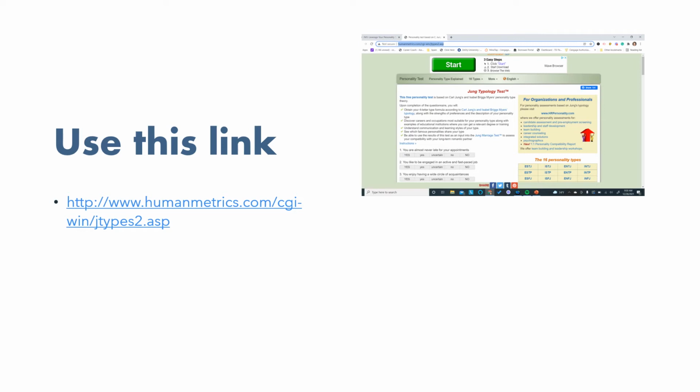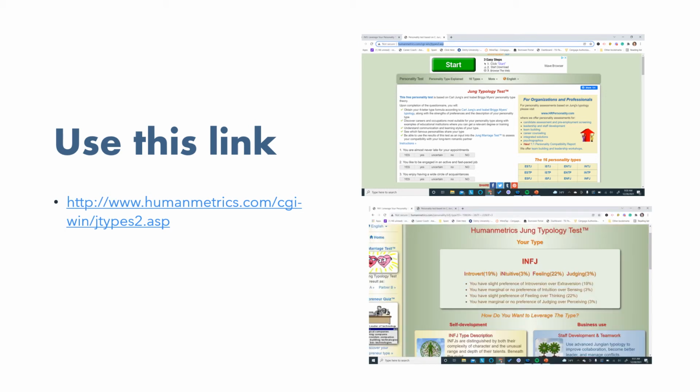Don't overthink it, but be prepared to be objective about answering the questions. What I mean by this is that if you are in a state of mind that says, yeah, I'm not sure if this is something that I'm going to believe in, then you've already gone into self-doubt. So try to answer the questions with an open frame of mind. When you do that, you'll notice that you will get 4 letters. These 4 letters are the Human Metrics Jung typology letters that make up what's called a personality type.